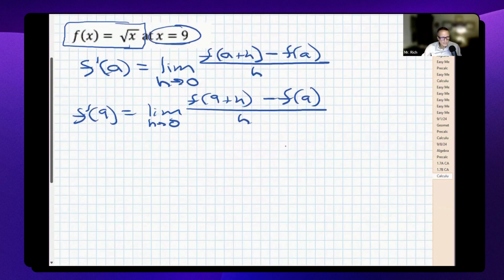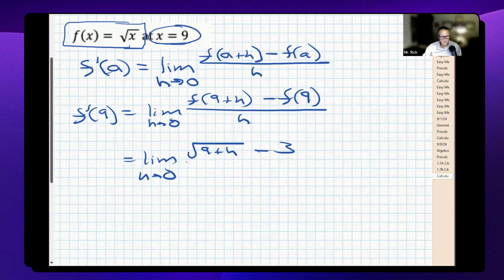Well, f of 9 plus h. If you know anything about limit notation, that means you're going to stick 9 plus h in place of any of the x's. So this would be the square root of 9 plus h, minus f of 9. My a's and 9s are hard to differentiate between. That's supposed to be f of 9. Well, f of 9 means stick 9 in for x into the function. That would be a 3. The square root of 9 is 3, minus 3, all over h.